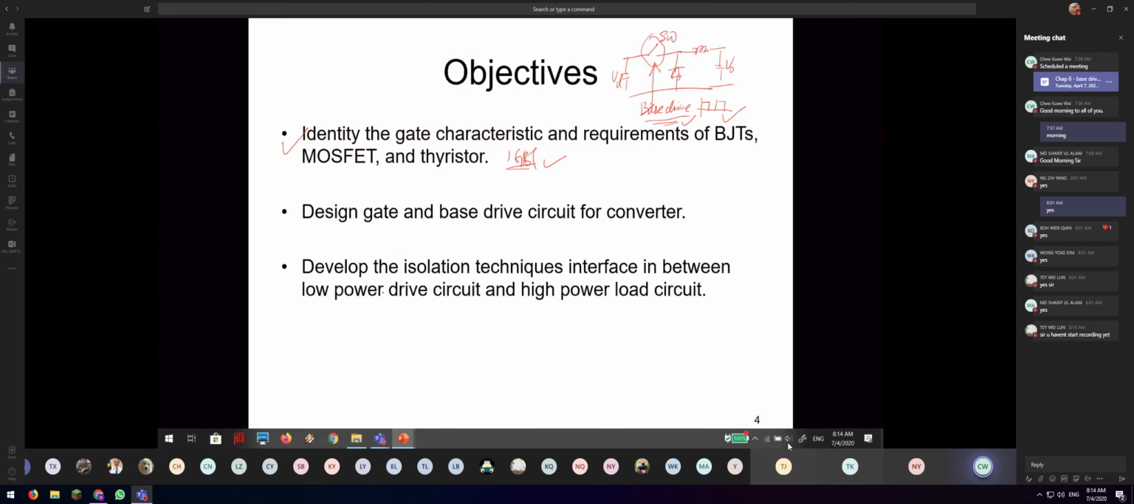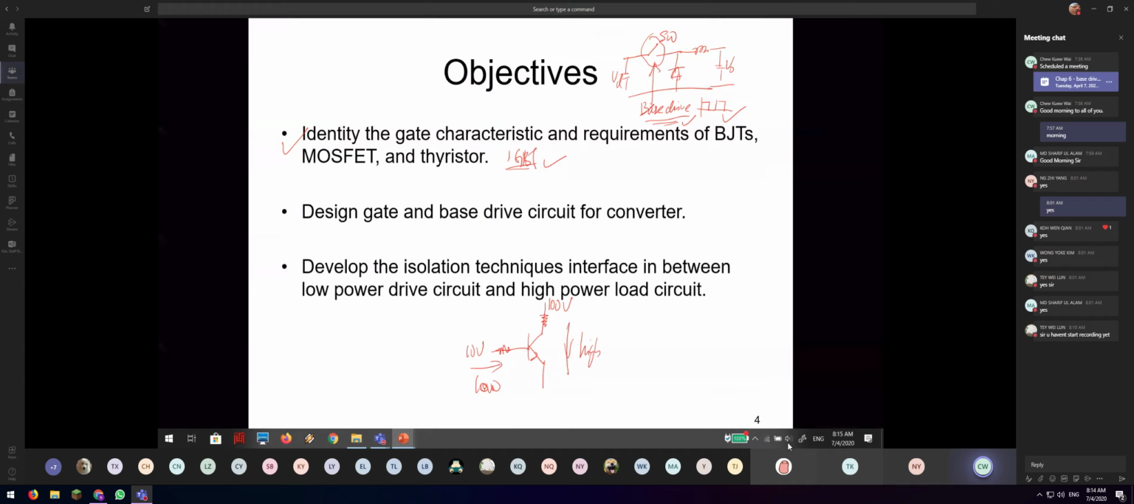Then also, we develop isolation techniques as an interface between the low power drive and the high power drive. For example, I have a BJT. The meaning of low power and high power is like this. Let's say here I have 100 volts, and here I only have 10 volts. So here is considered the low side, and the low side is used to control the high side. This is the purpose of this.